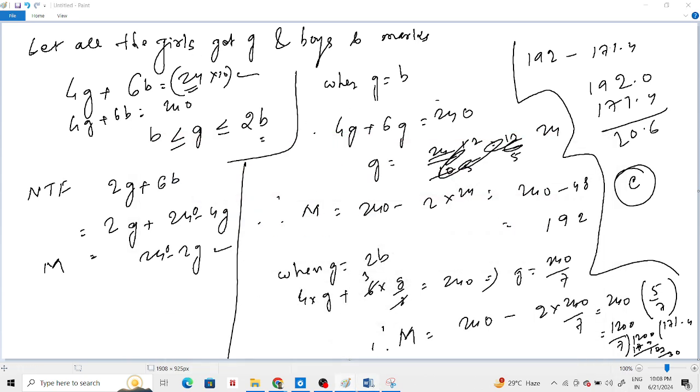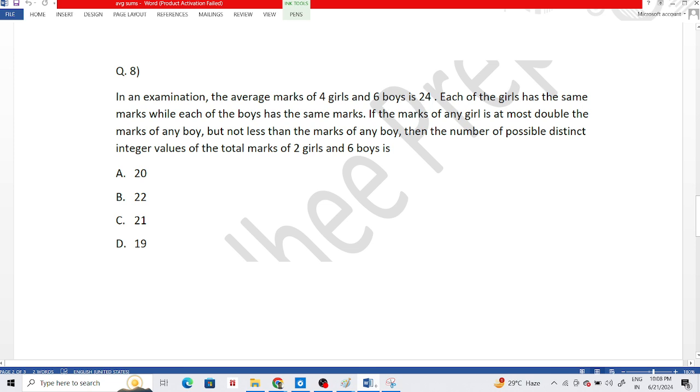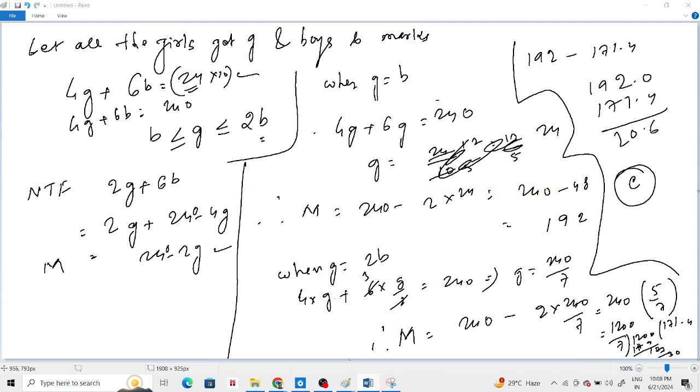See, it is given that the average marks of 4 girls and 6 boys is 24. So for 4G and 6B, the total marks of 4 girls and total marks of 6 boys equals the average into the number of people, that means 240. Now it is given that G is less than or equal to 2B, that means at most double the marks, and greater than B.